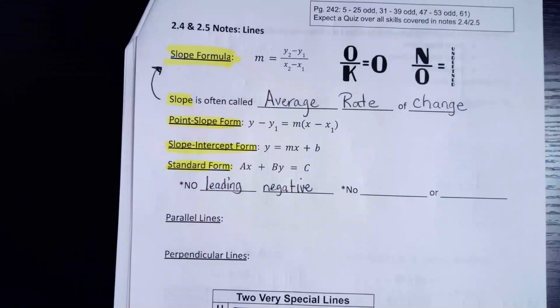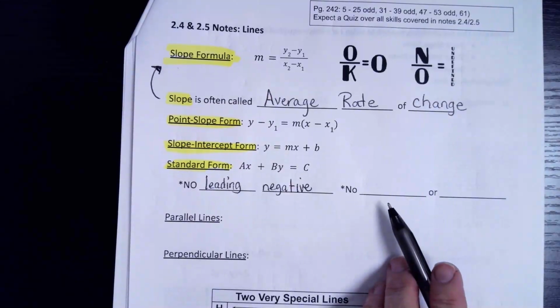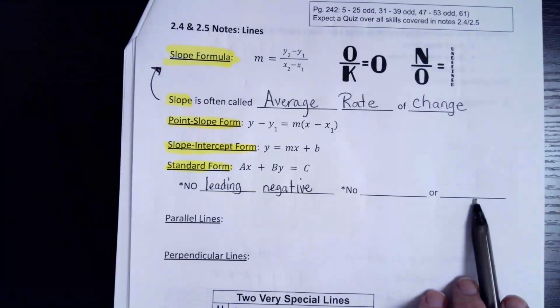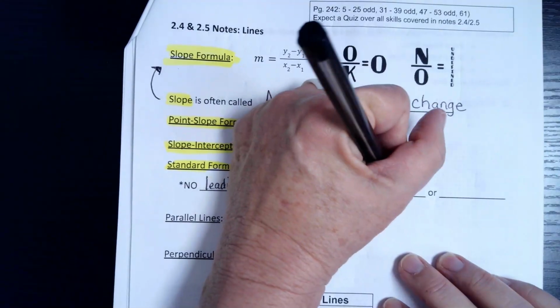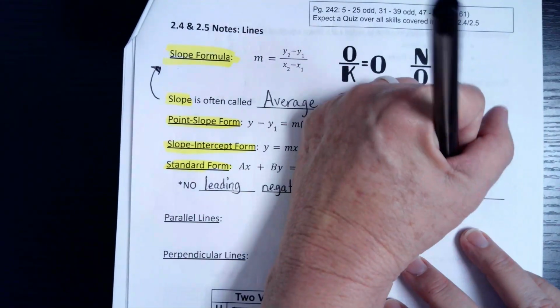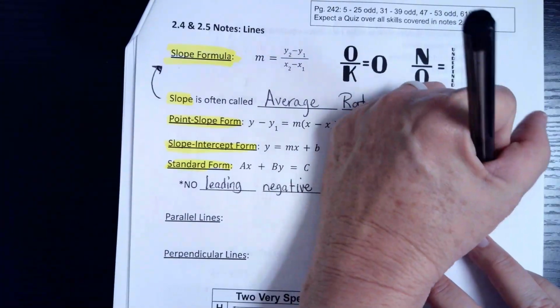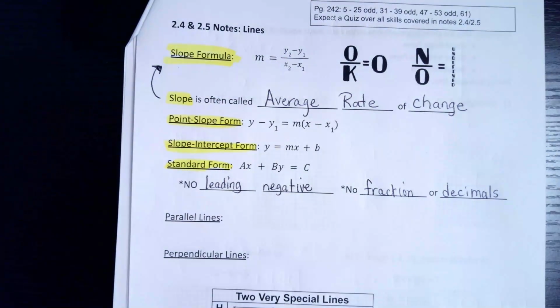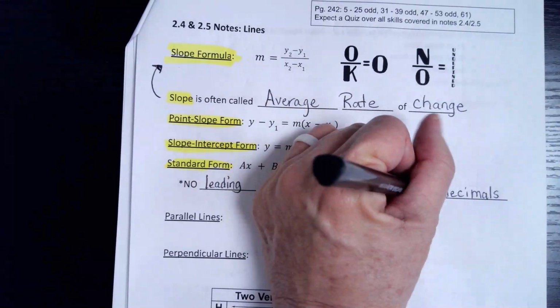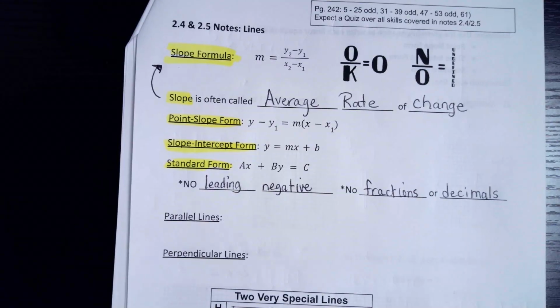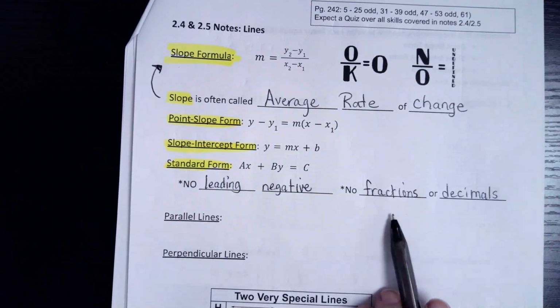There's also something else that shouldn't show up in standard form: fractions and decimals. Standard form wants to be prettier. It's very rare for you to even see decimals in standard form. You may have an equation written in standard form where money was involved, but nobody's calling it standard form. When your instructions are to write this in standard form, then no fractions.